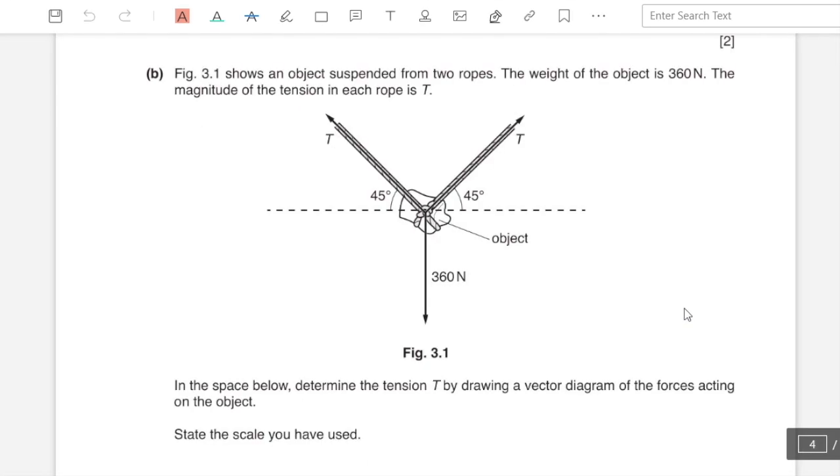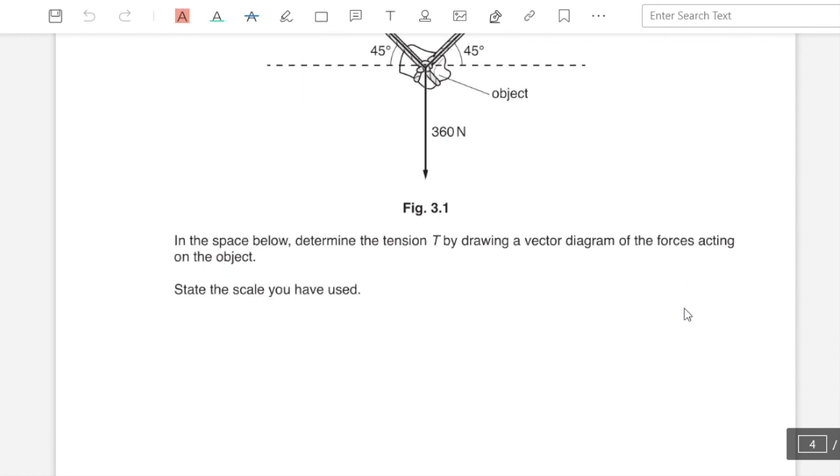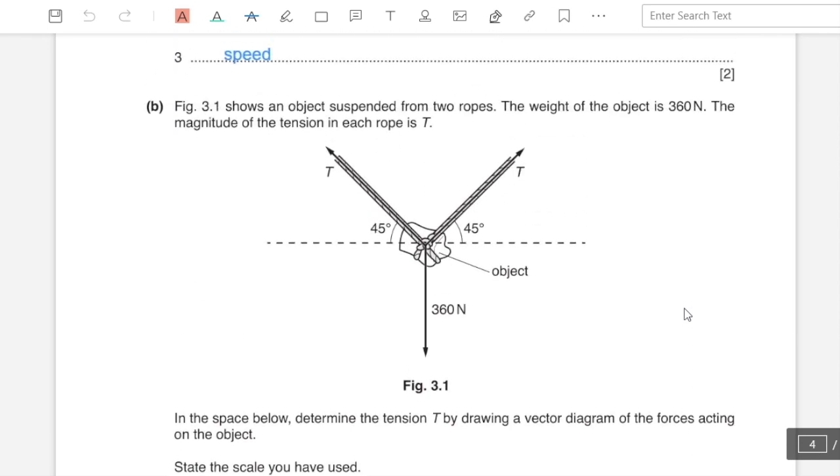B. Figure 3.1 shows an object suspended from two ropes. The weight of the object is 360 Newton. The magnitude of the tension in each rope is T. In the space below, determine the tension T by drawing a vector diagram of the forces acting on the object. State the scale you'd use.